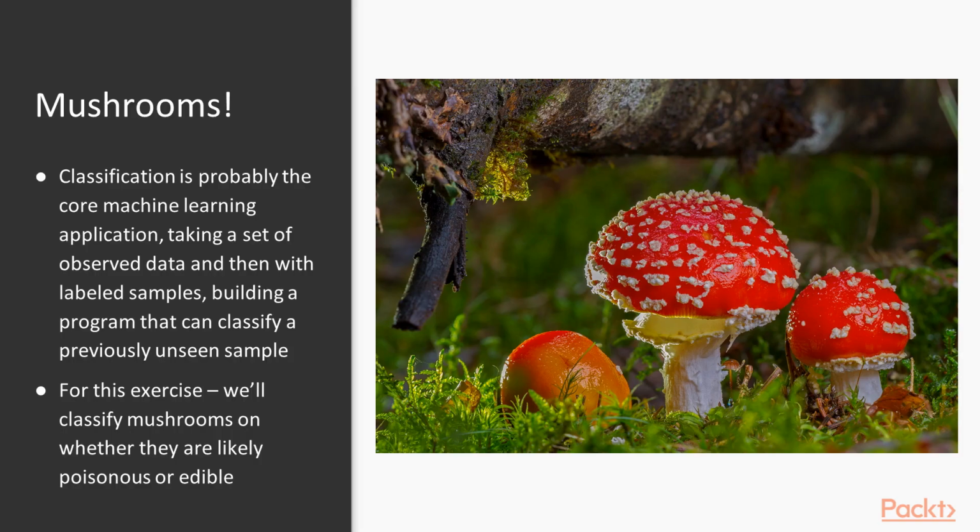Mushrooms. So classification is probably the core machine learning application. Taking a set of observed data, and then with labeled samples, building a program that can classify a previously unseen sample. For this exercise, we're going to be classifying mushrooms and whether they're likely poisonous or likely edible. This is actually a fairly classic machine learning classification problem that you'll see as a sample in many locations.